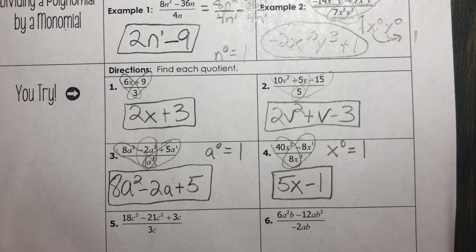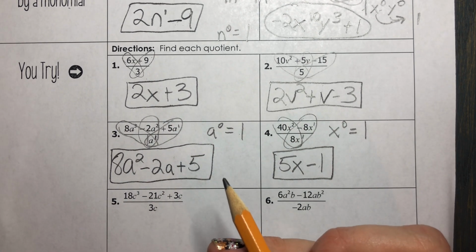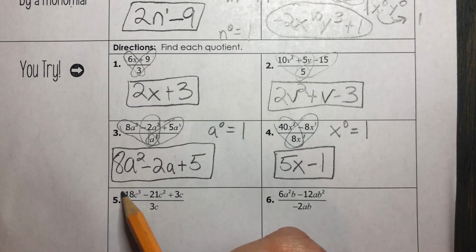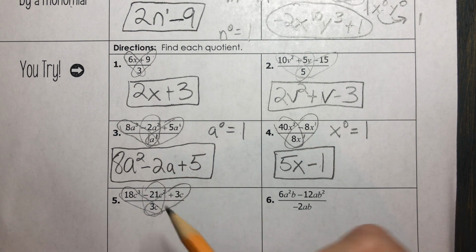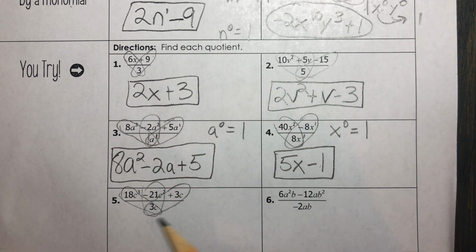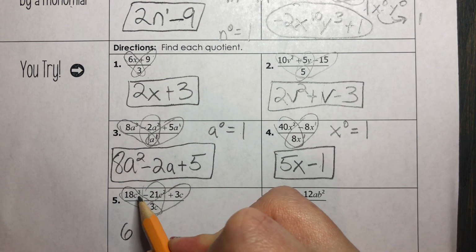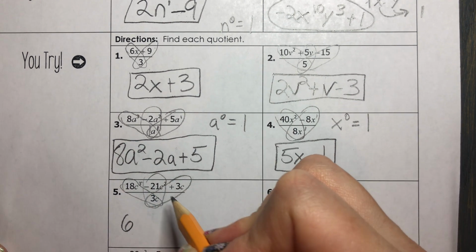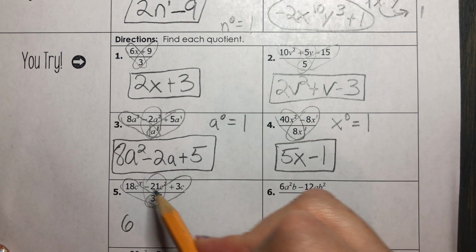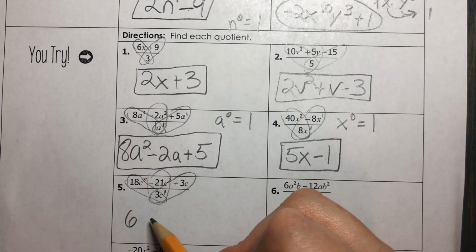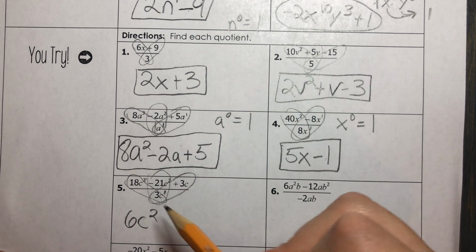Okay, let's move on to these down here. So number 5, we have 3 terms to divide by 3c. Okay, so we've got 18 divided by 3, which gives us 6. Now the c's have a 3, minus a 1. Okay, so when you do 3 minus 1, you get 2, so that's c squared. So that's our first term.